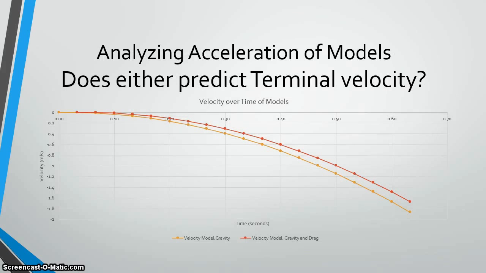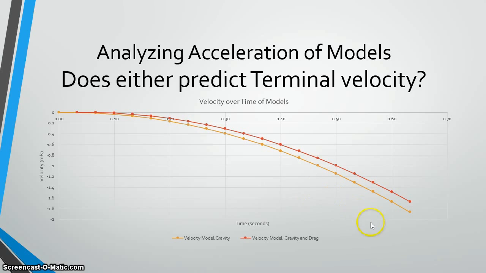We can analyze the acceleration of models using the slope of velocity over time graphs. We can see that the orange line corresponds to the model as used before with respect to gravity, and the red corresponds to the model that incorporates gravity and drag. We can see here that the slopes of both are becoming more constant, meaning that acceleration is becoming more towards 0. This is especially apparent in the red line, which is becoming smoother.